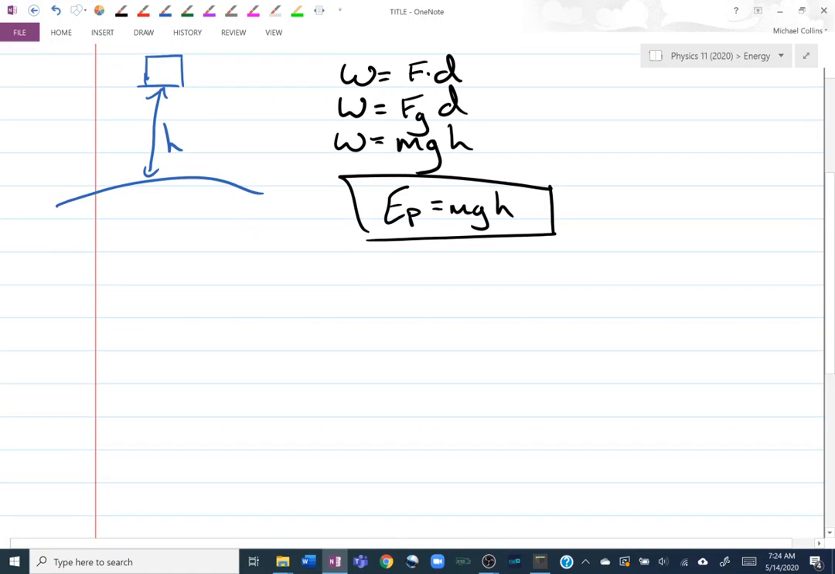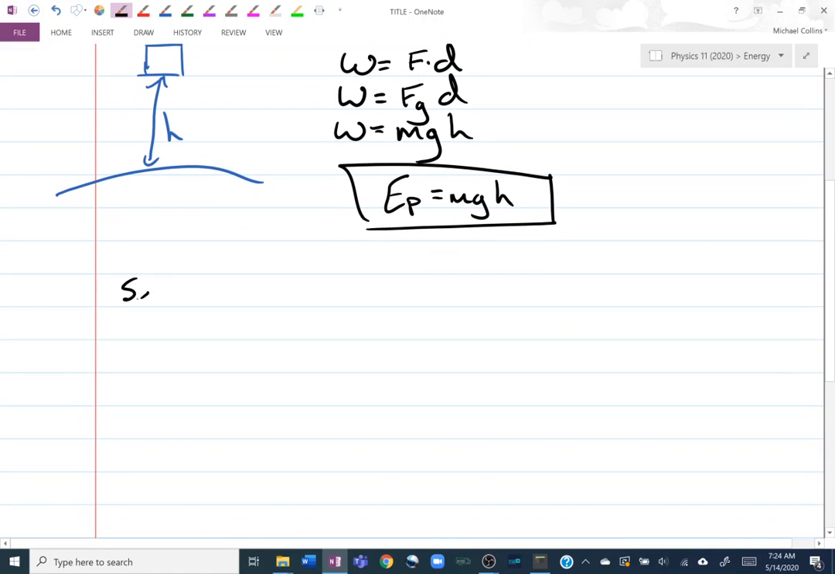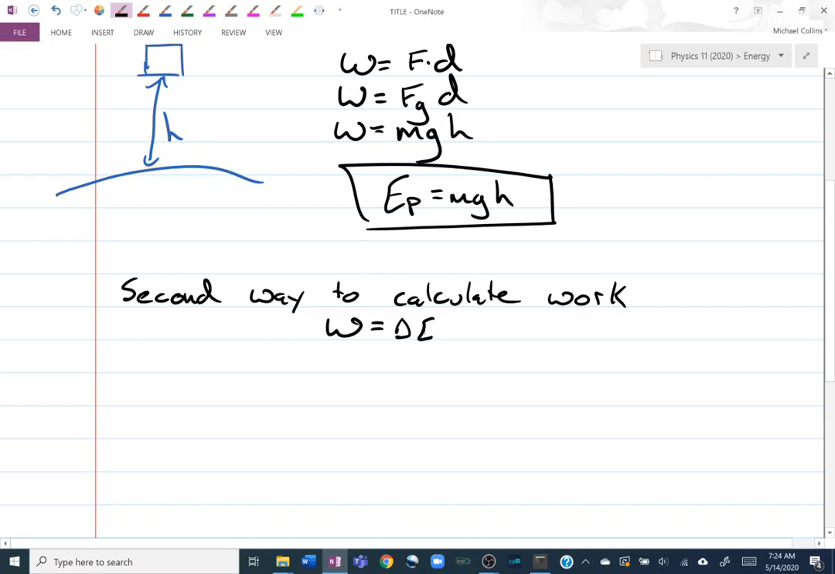But what I would like to now do is look at a second way to calculate work. And that is work is equal to change in energy. So this delta symbol always means final minus initial. So this is E final minus E initial. So now we have three ways to calculate work. We have work is equal to force times displacement, and we have work in a change in energy.